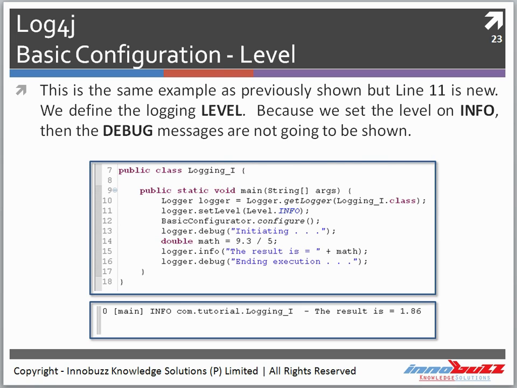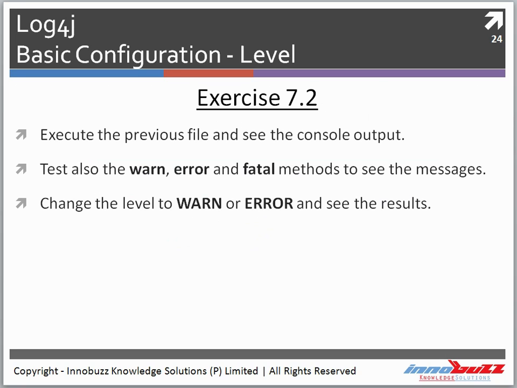This is the same example as before, but line 11 was added. On this, we're setting the logging level on info. This causes the debug messages not to be shown. As you can see on the execution of the file, only the messages through the info method are being shown. This is very helpful because you don't have to delete the debug messages you have written in your code. Just change the logging level to a higher one. Continue with the exercise.